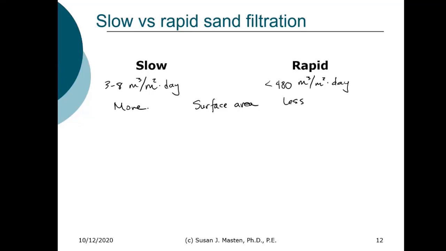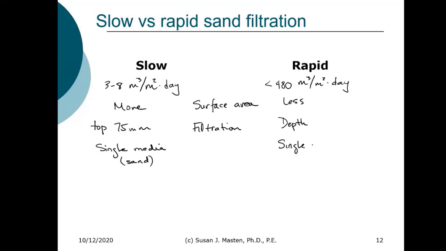When we're looking at the filtration, much of it occurs in the top 75 millimeters of a slow sand filter. On the other hand, in a rapid sand filter, you want to use much of the depth of the filter. So you're going to use a lot more of the media for removal. And for slow sand filtration, typically we have single media sand. And for rapid, we can have single media sand.